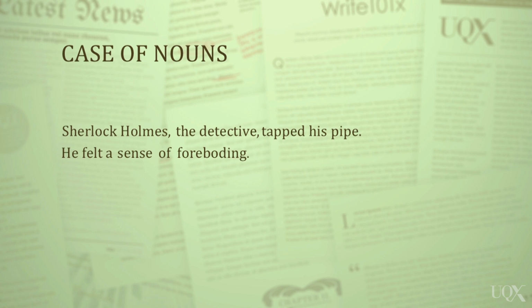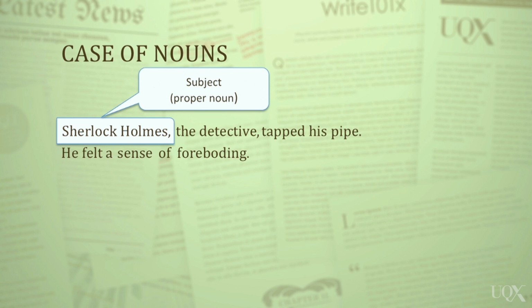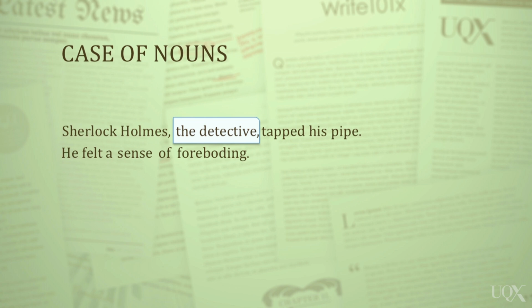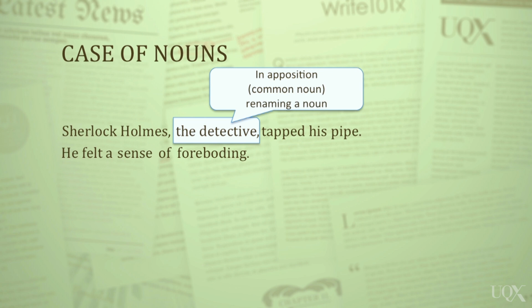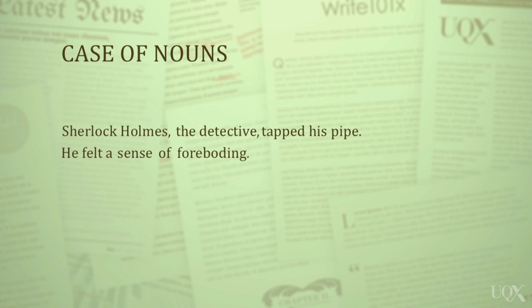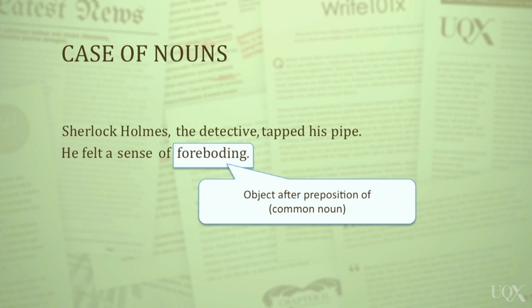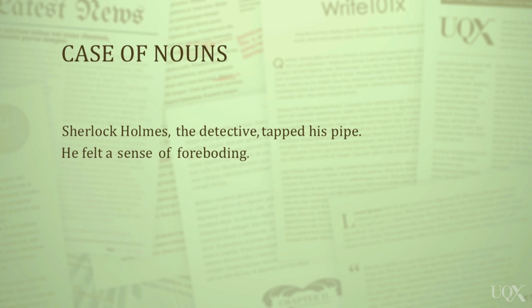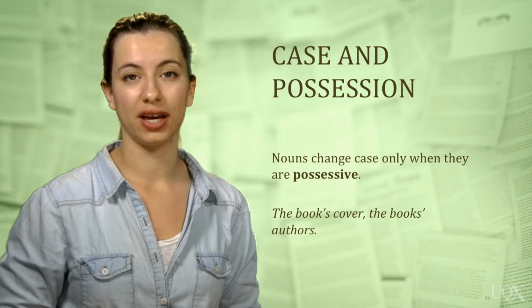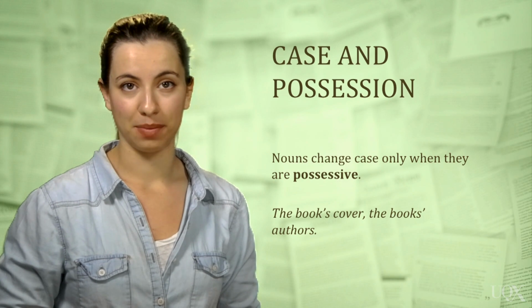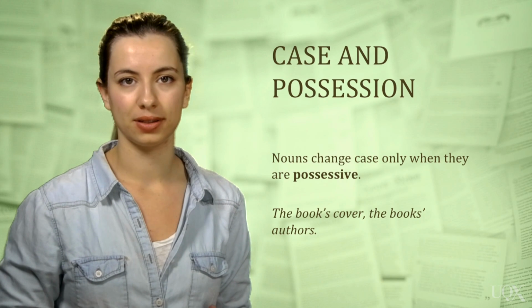Take this example. Sherlock Holmes, the detective, tapped his pipe. He felt a sense of foreboding. In this instance, Sherlock Holmes is the subject of our sentence and is a proper noun. The detective is in apposition as it is close by and renames Sherlock Holmes. And pipe is the object. In the next sentence, sense is the complement as it arrives after a linking verb, and foreboding is the object after the preposition of. The cases of nouns only ever change when they are in the possessive, so for example, the book's cover or the book's authors.